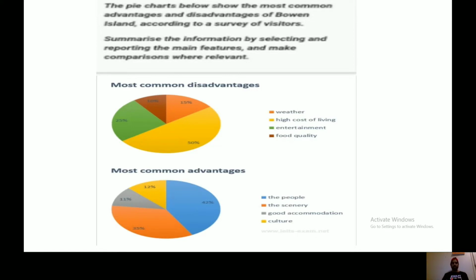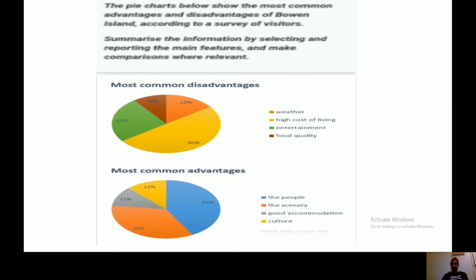If we go to the question, we have been asked to summarize the information by selecting and reporting the main features. Just remember, the main features we have to describe, and make comparisons where relevant. It's all about the comparison. If you make a good comparison, you'll get a good band score in IELTS.